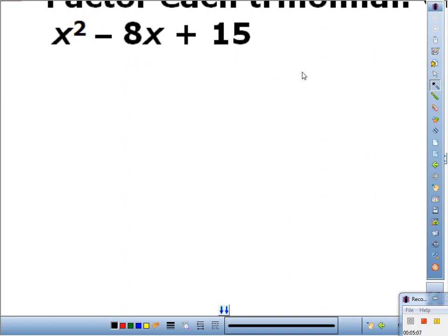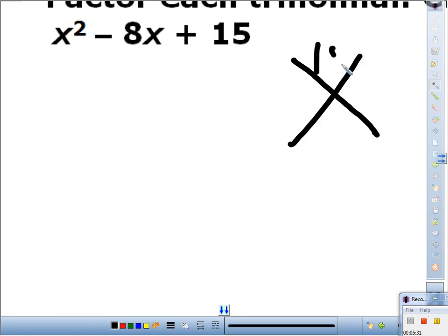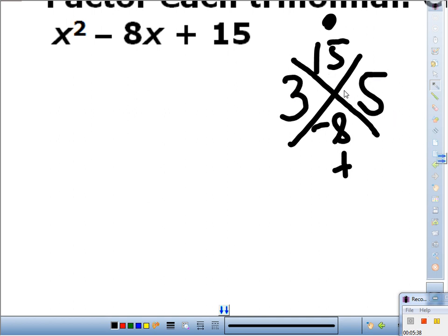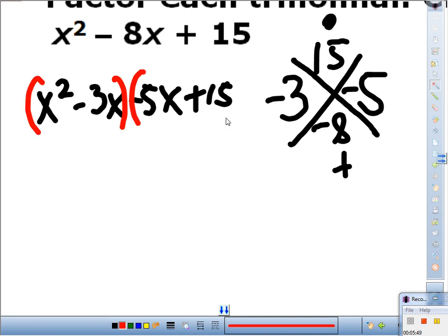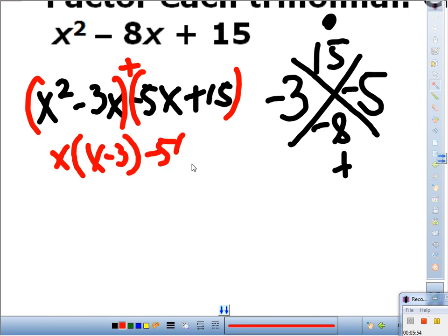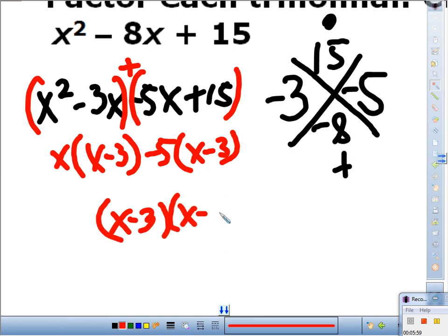Standard form, GCF none other than 1. Power Rangers, we got 15, -8. Factors of 15 that add up to -8: 3 and 5, and both of them are negative. x squared minus 3x minus 5x plus 15. Group. GCF is x, we're left with x minus 3. GCF -5, we're left with x minus 3. Factors are x minus 3 and x minus 5. These are my factors. Hands if you got that. Okay, number 3.